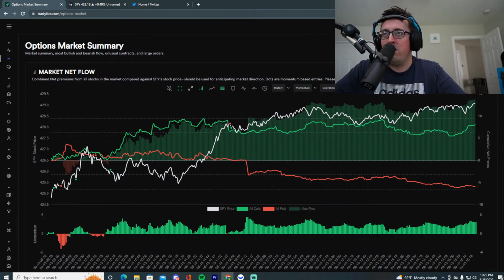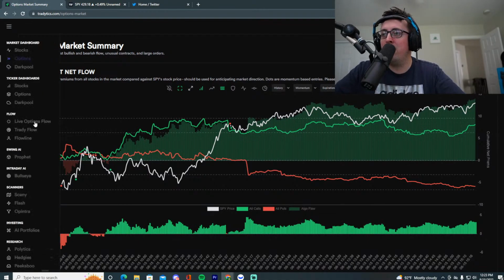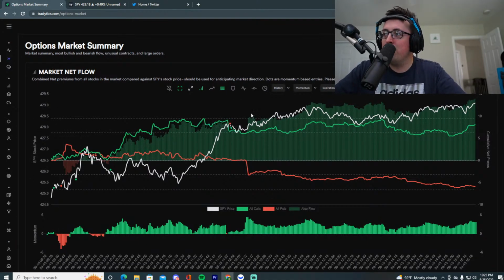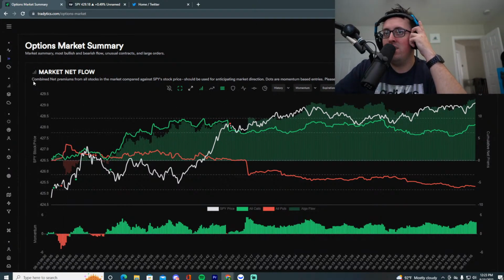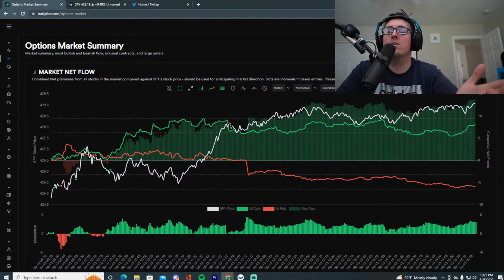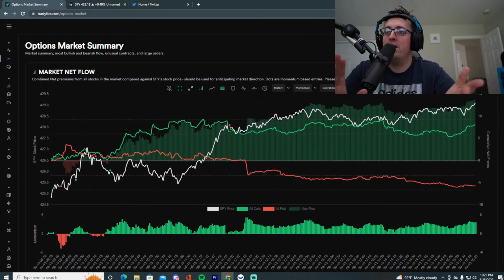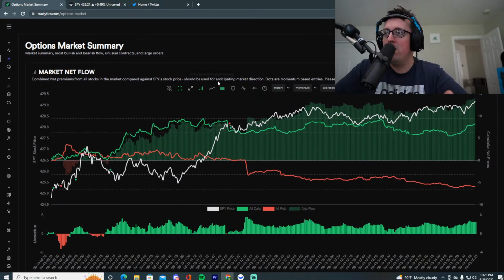So this is the market net flow chart. I use this all the time in my trading. I'm on Twitter all the time, sharing it with everyone. I'm on Discord all the time, sharing it with everyone. What it is, it says right here in the description, it's the combined net premiums from all of the stocks in the whole market, and it compares that with the price of SPY. So it should be used for anticipating market direction.